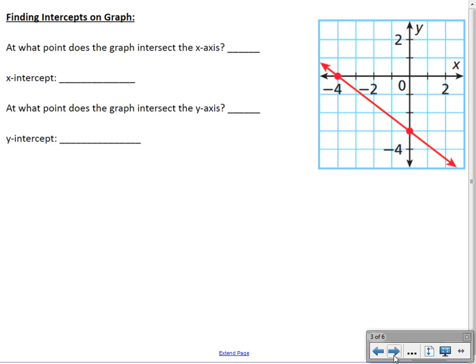So if I wanted to find my x-intercept, I need to find where it crosses my x-axis. Here it's crossing the x-axis at -4. But my x-intercept isn't just -4. We want to express that as an ordered pair, so we would express -4, 0. Same deal for my y-intercept. I'm just looking for where it crosses the y-axis. In this case, it's crossing at -3. But I don't say my y-intercept is just -3. We want to write that as an ordered pair.